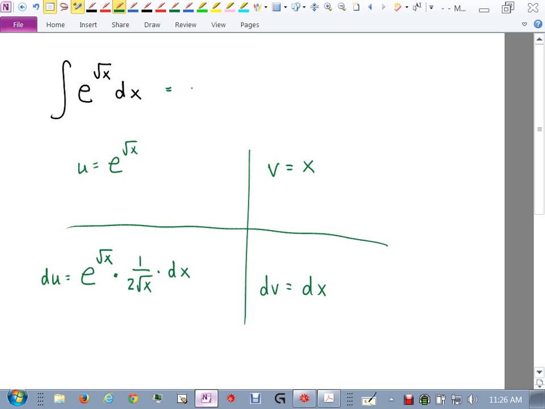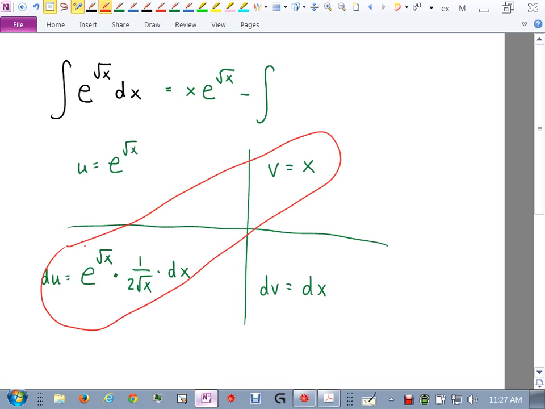So this becomes uv minus the integral of v du. When I put those two together, what does the x on top of this root x become? Just square root of x, but on top, right? So a 1/2 will come out. I'll put that up here, 1/2. The e to the root x is still there, but now I'm going to have a root x with it, dx.